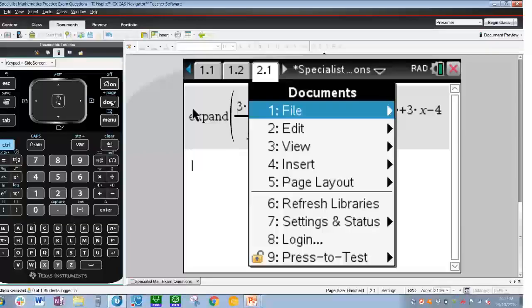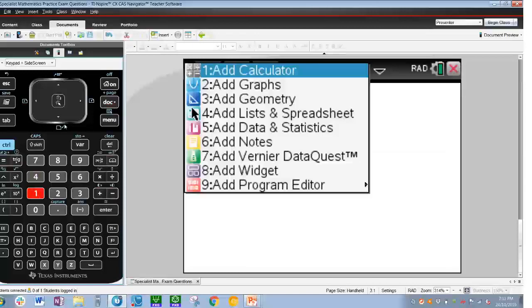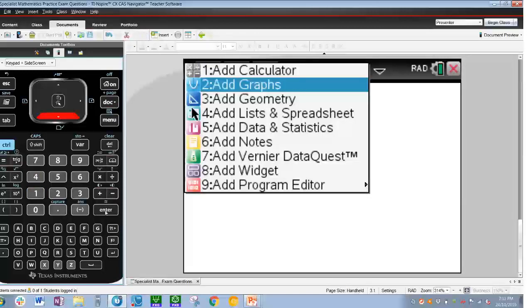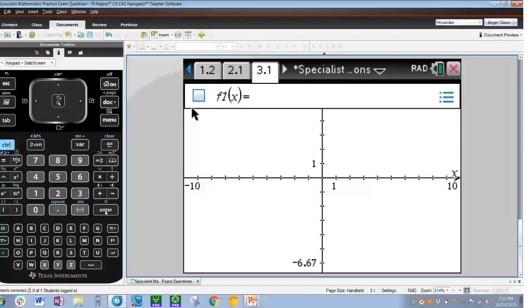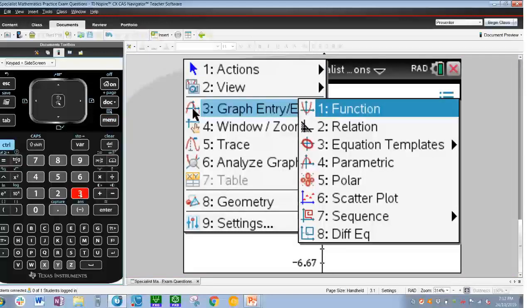I'm just going to add a new problem again. So doc 4 and 1 to add a new problem. But this time I'm going to go to graphs. So down, add graphs. So I'm going to sketch this hyperbola straight away. So to sketch a hyperbola, I'm going to go to menu and then change the graph entry. So number 3, change that to a hyperbola.